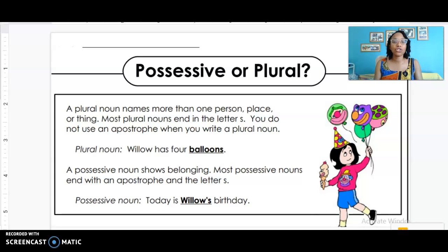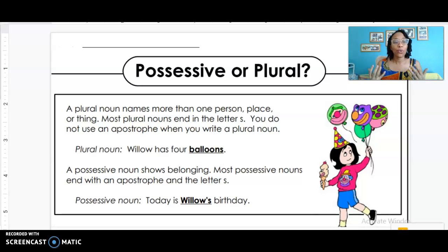A possessive noun shows belonging. It shows ownership. Whose thing is that? Most possessive nouns end with an apostrophe and the letter s. Here's an example. Today's Willow's birthday. Whose birthday is it? Willow's birthday. There's only one Willow, but she has a birthday. So in that case, the apostrophe s is telling us that the person whose birthday it is is Willow.